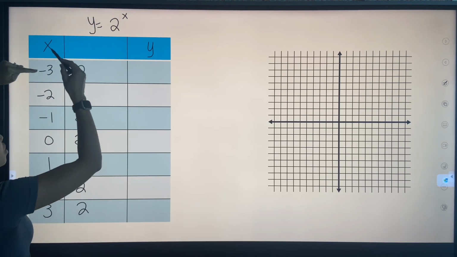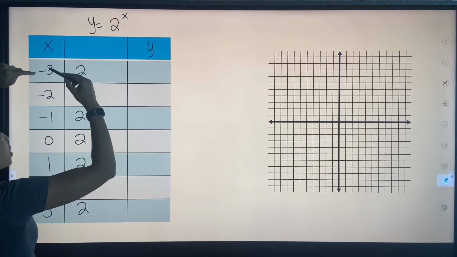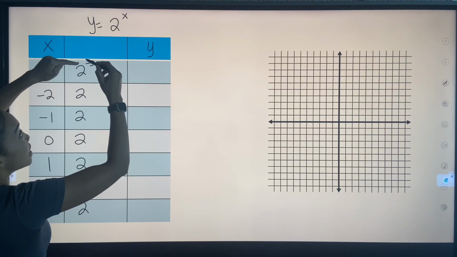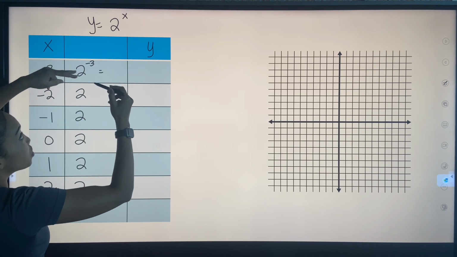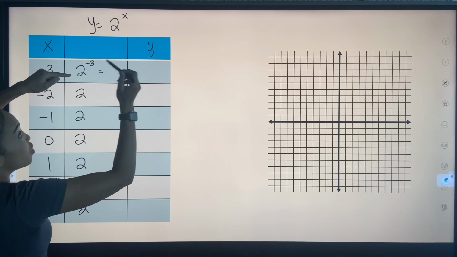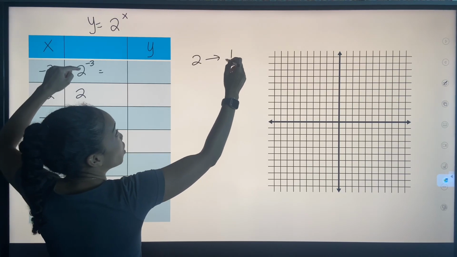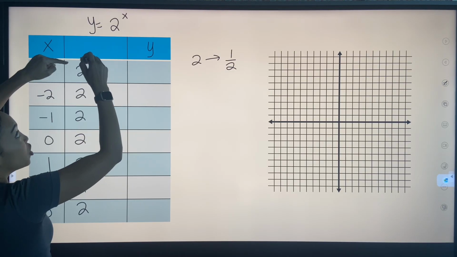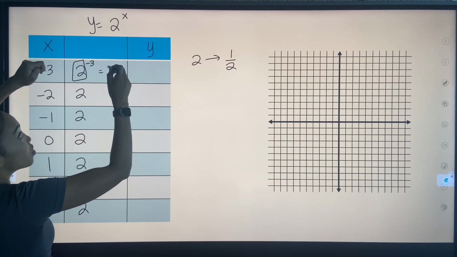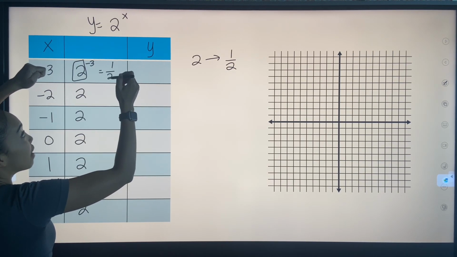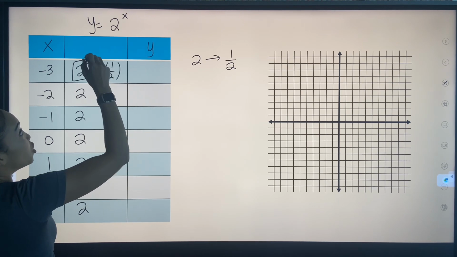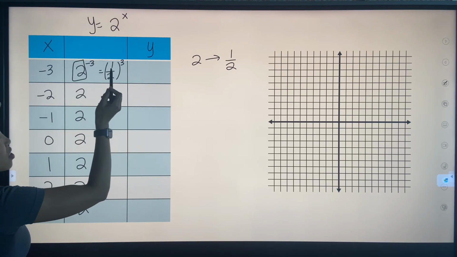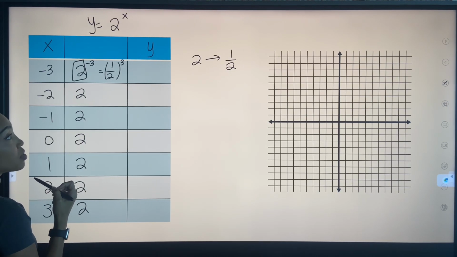So for the first one, the exponent is -3. So I'm going to put a -3 there. Whenever you have a negative exponent, you're going to do the reciprocal. So the reciprocal of 2 is 1/2, okay? So make it a 1/2. And when you do that, your negative exponent will now be positive. This and this are equivalent. They equal the same amount.